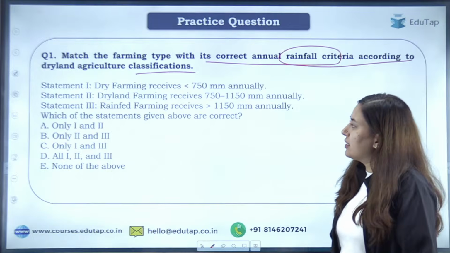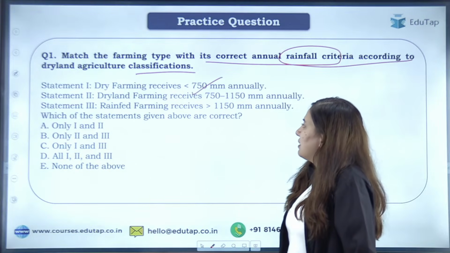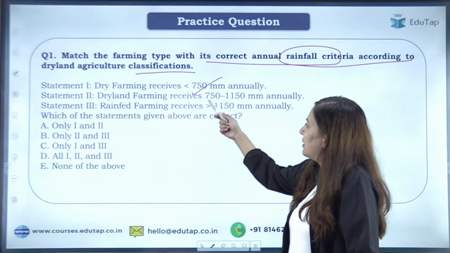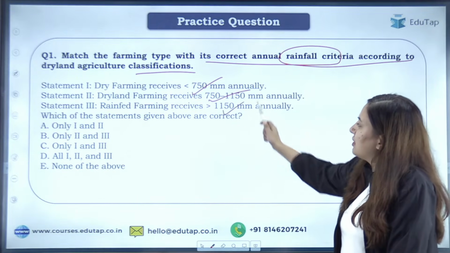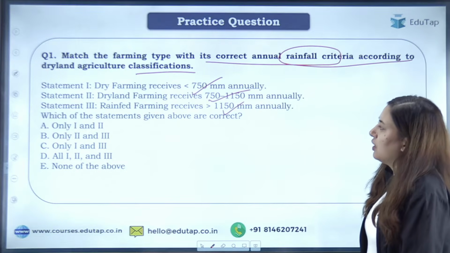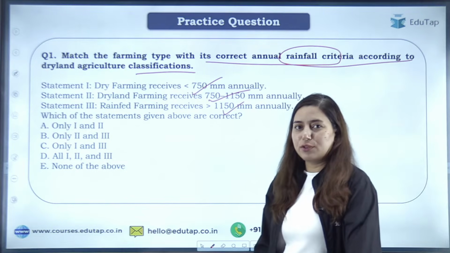Your statement one is, dry farming receives less than 750 mm annually. Dryland farming receives 750 to 1150 mm annually. Rainfed farming receives more than 1150 mm annually. So which statement is correct? You have to tell me. Okay.